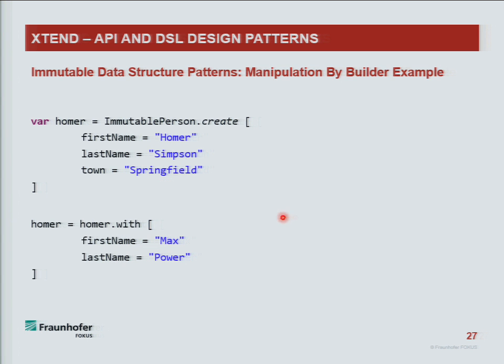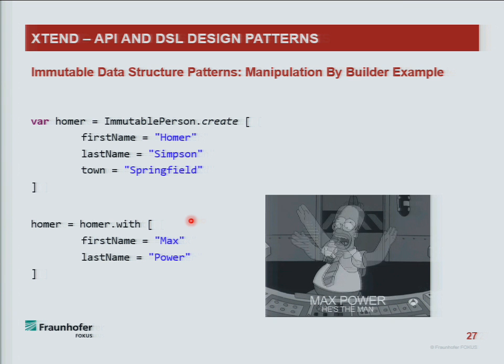And this is something that looks like an F# with method or with function, where you update an existing object. And the nice thing about this is that you can update many fields. And again, it looks like named parameters. So it's kind of a nice pattern and looks kind of declarative. And now you updated Homer Simpson to max power.